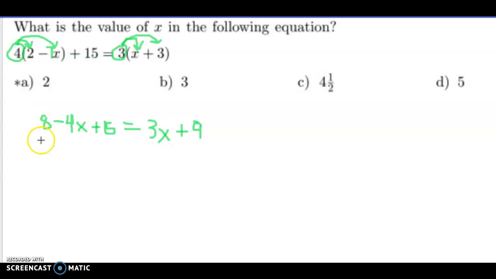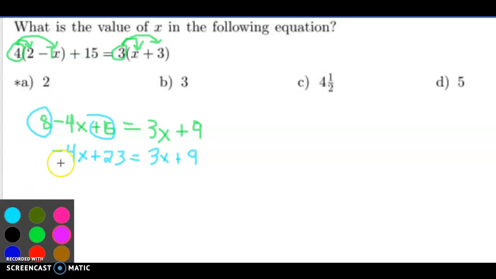All right, on this side, I've noticed that I have constants that I can put together. I have a positive 8 and a positive 15. So 8 plus 15 is 23. So I'm going to go ahead, bring down the negative 4x, and I'm going to now bring down the plus 23 because 8 plus 15 is 23. And the other side I haven't changed at all, so I'm just bringing that down.